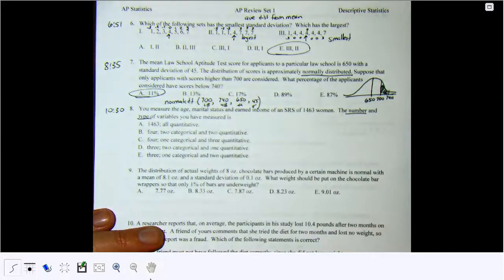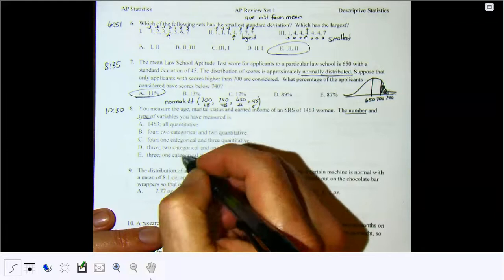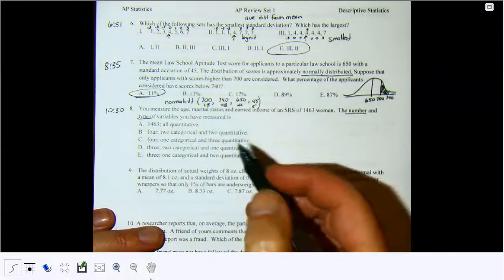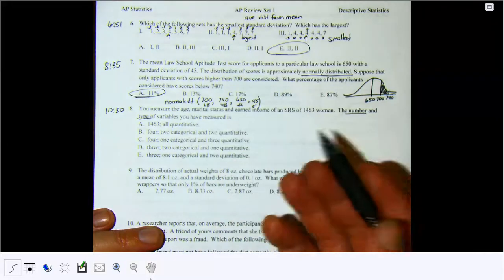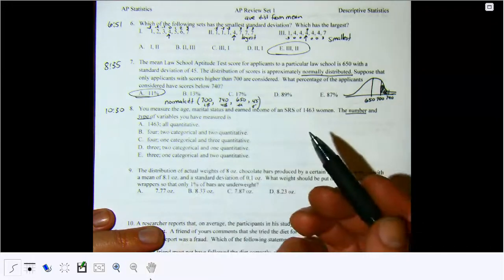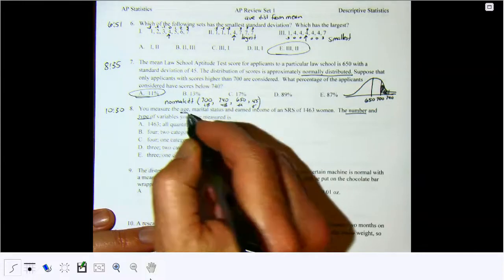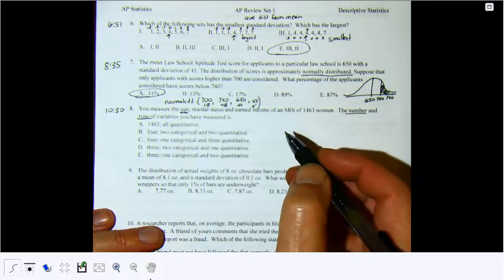So we have two types of variables. We have categorical, which is going to be some label, and quantitative is going to be some measurement. Okay, it's going to have a unit. These are going to be counts. So age, that's something we can measure in years, so it's going to have a unit. So this is going to be quantitative.